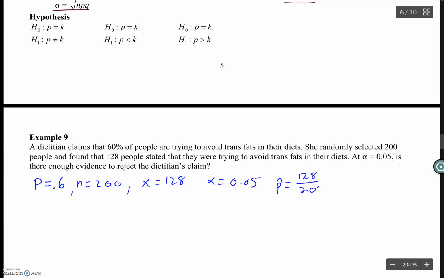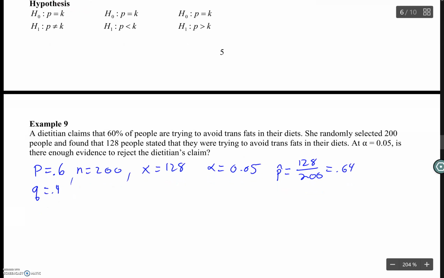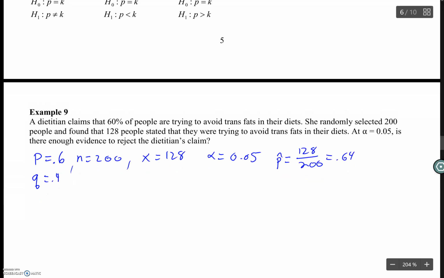128 divided by 200. And what's it going to give us? 0.64. All right. Then I don't need Q hat. What I do need is Q. If P is equal to 0.6, what's Q equal to? 0.4. 1 minus P, which gives me 0.4. And I should have all my pieces to fill in my z-score. So we've got all the pieces we need.